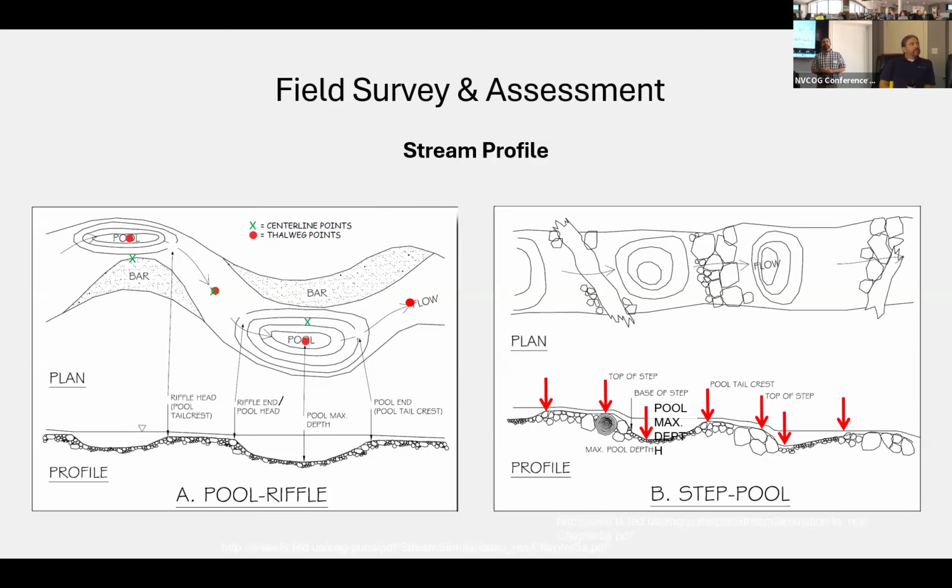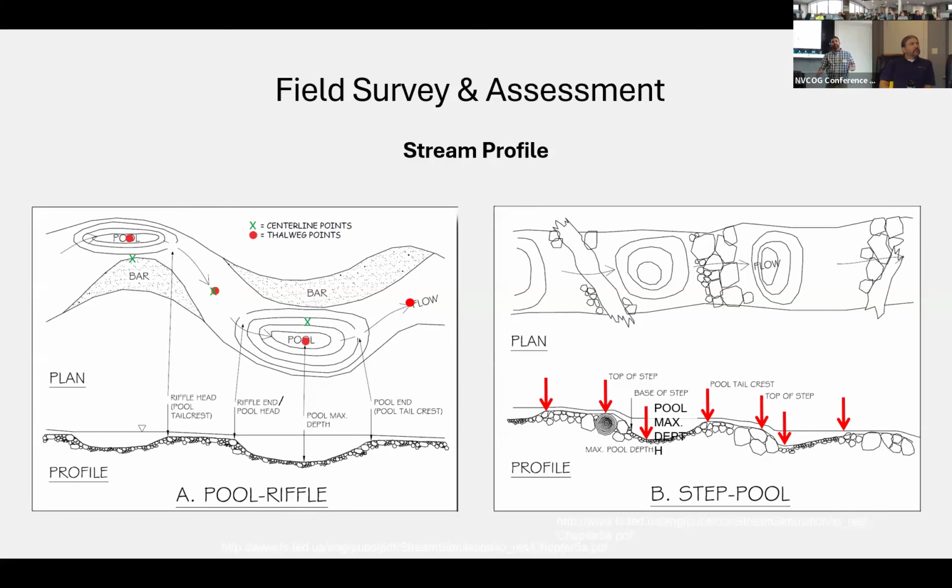When you do this profile, you're not trying to get every detail, but you are trying to get some key features. You're trying to get all the high points and all the low points. And I don't mean high on top of a rock. I mean, if it's a pool-riffle stream like example A there, you want to get the head of that riffle, the tail of that riffle, and the deepest point of that pool. And you're following the fall line. That's the point that's deepest in the channel, so it's even deeper in the riffle section there.